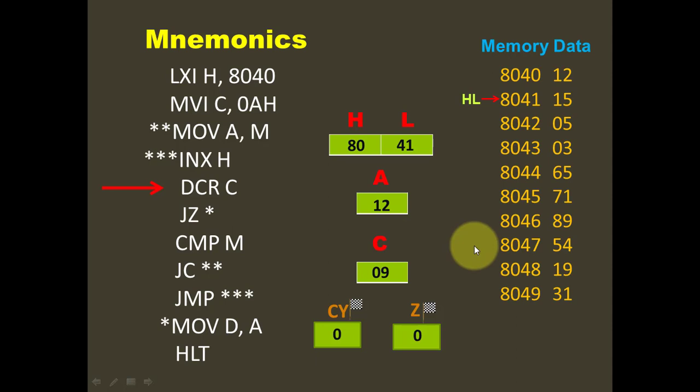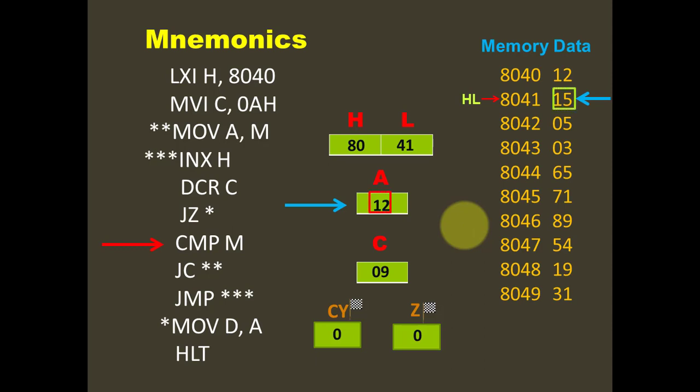Then we check the zero flag. This JZ checks whether this counter has become 0 or not. Now of course we know it has not become 0, because it is 09, so the zero flag is reset. So this condition is not satisfied. Therefore it goes to the next instruction, that is compare M, CMP M. CMP M compares the contents of register A with the contents of the memory location pointed to by HL. So in our case, A contains 12 and the memory pointer contains 15. So these two are compared.